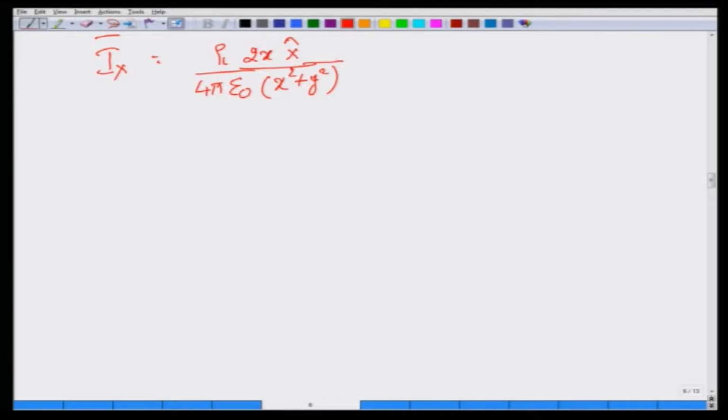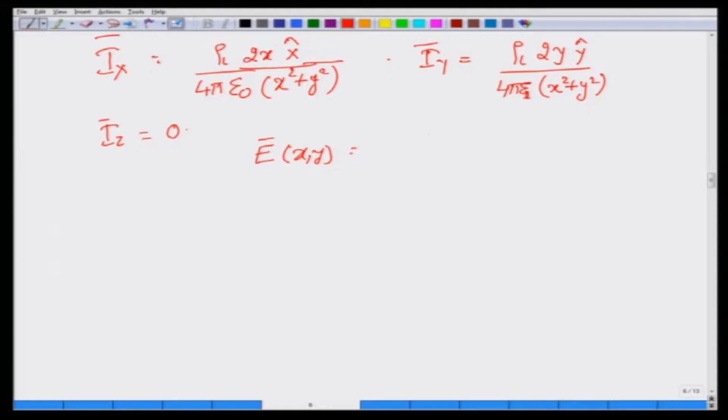Okay. Similarly, you can find out what is Iy, the integral over y. You are going to see that this would be rho L 2y y hat divided by 4 pi epsilon 0 (x square plus y square). Okay. You can also show that Iz will be equal to 0. So the total electric field at the point x and y is given by rho L by 2 pi epsilon 0 (x square plus y square) times (x x hat plus y y hat) volt per meter.